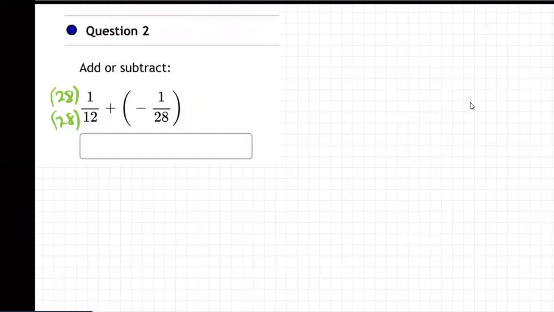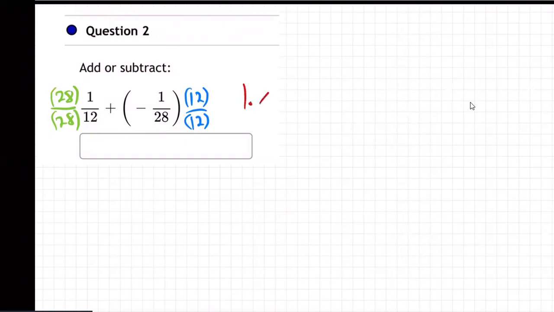Let me switch the color for clarity. I'm multiplying top and bottom of this fraction by the other denominator, 28, and multiplying top and bottom of this fraction by the other denominator, 12. Now, why am I doing that? Because they don't have the same denominator, right?